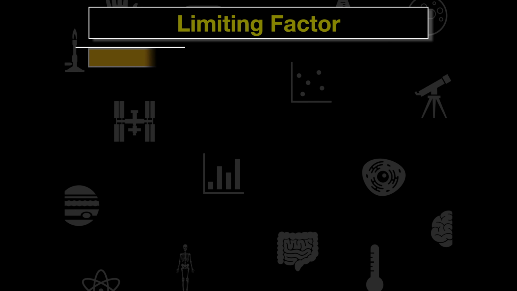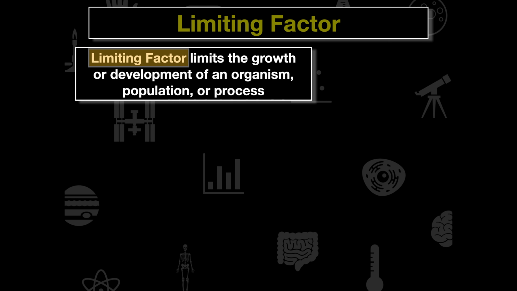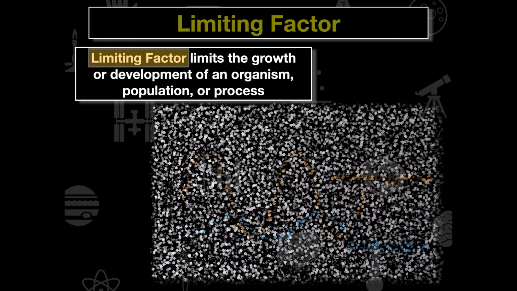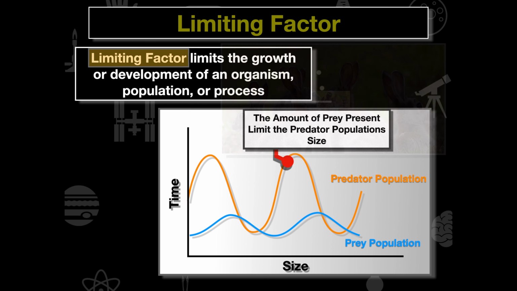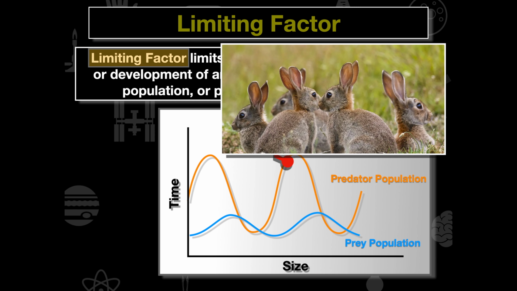Now, when we talk about these population sizes, we're talking about limiting factors, which limit growth or development. It's important to understand limiting factors because they influence the amount of prey present and the amount of predators present in those populations. An example of this might be the rabbit population influencing a coyote or some sort of predator that feeds on these rabbits. As these rabbit populations fluctuate and grow, we're going to see that the predator populations follow.